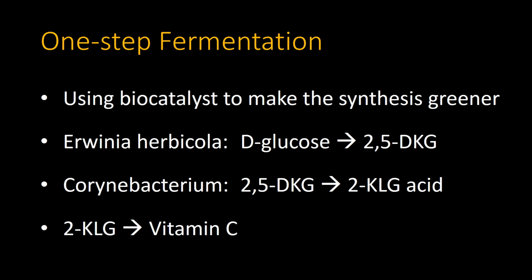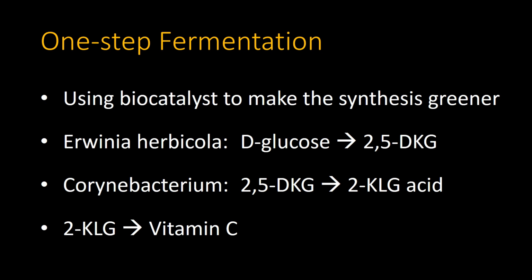Okay, so this is called the one-step fermentation process. Before we start, let's introduce our helpers, the biocatalysts. Right, the first one is called Erwinia herbicola. It is a bacteria that can convert D-glucose into 2,5-diketo-D-gluconic acid. And the second one is called Corynebacterium. Also a bacteria, it can convert 2,5-diketo-D-gluconic acid into 2-keto-L-gluconic acid. So, by combining the two bacteria, we can convert D-glucose into 2-keto-L-gluconic acid. The 2-keto-L-gluconic acid will transform to vitamin C in acidic conditions.